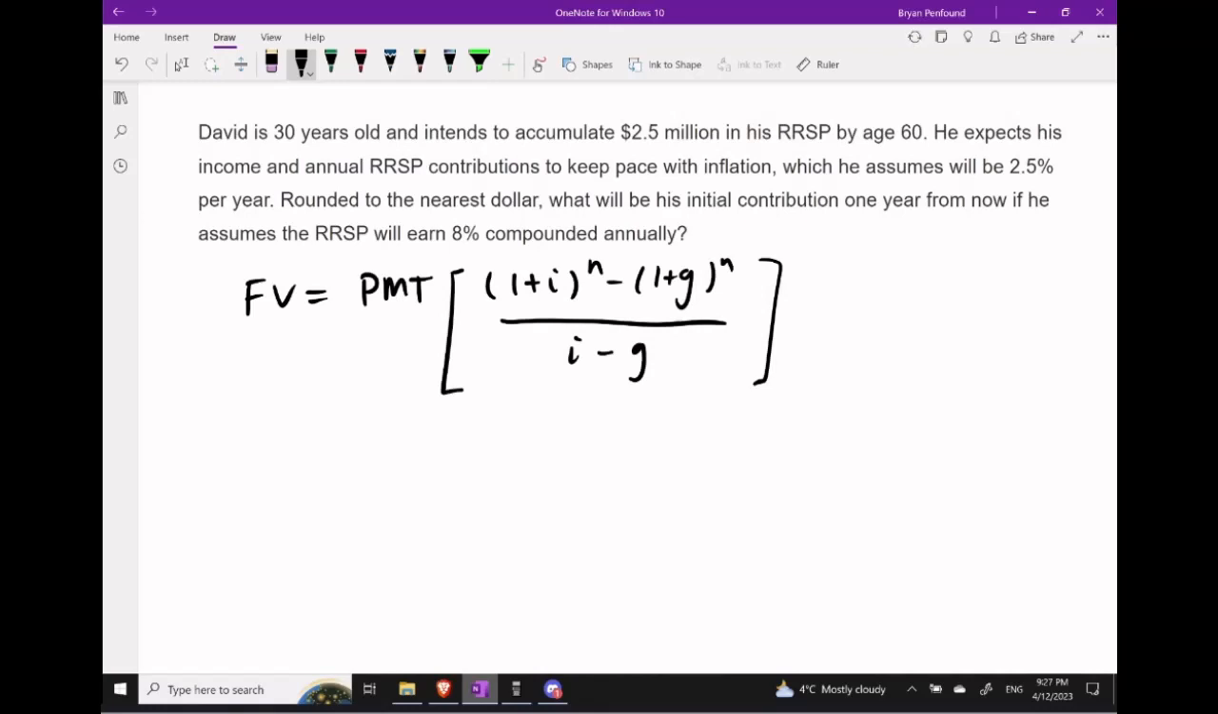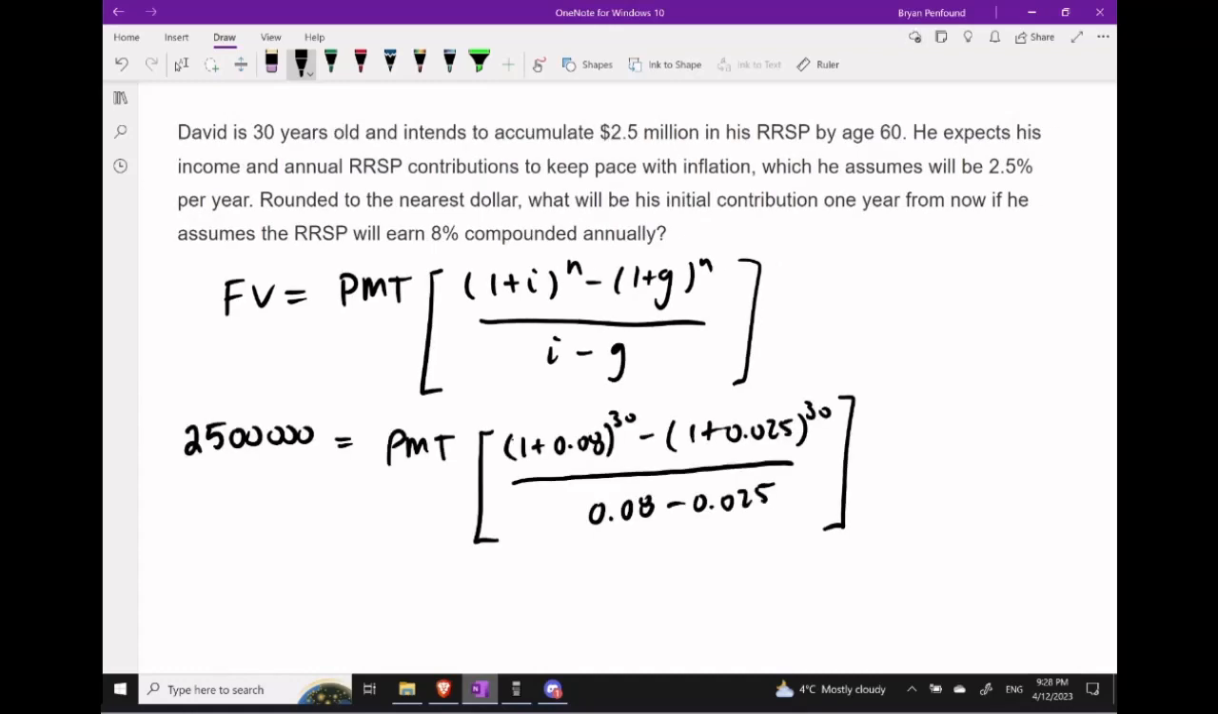Here, we're going to apply the following formula for constant growth annuities. And our goal is going to be to actually find the first payment, which we represent here by PMT. Let's go ahead and start filling in some of the values that we know.